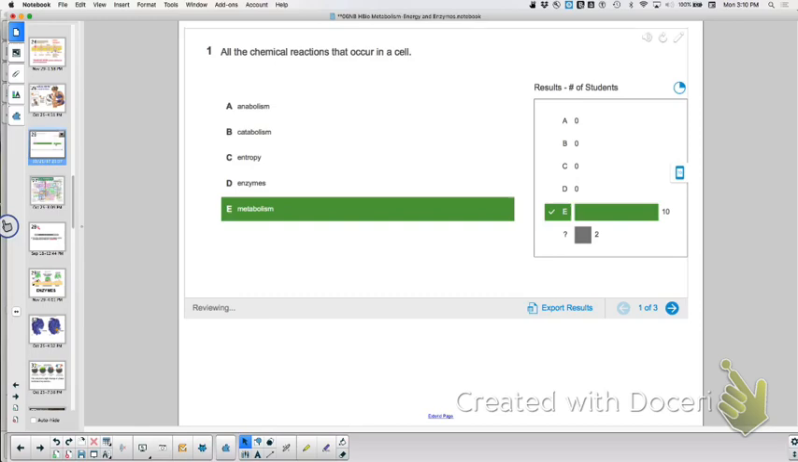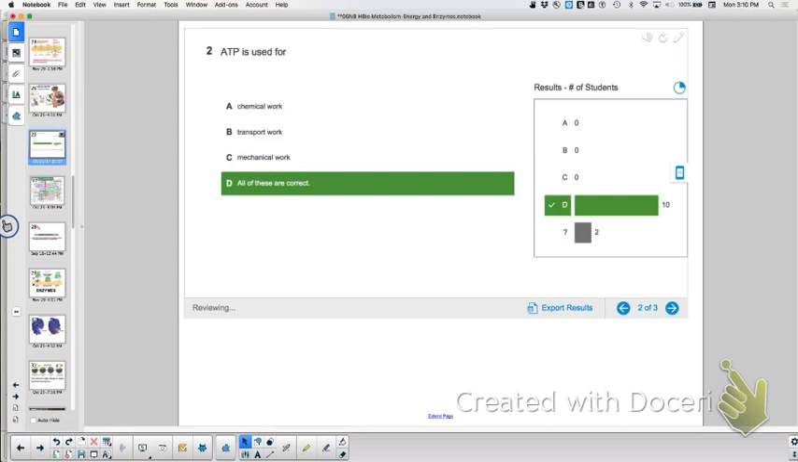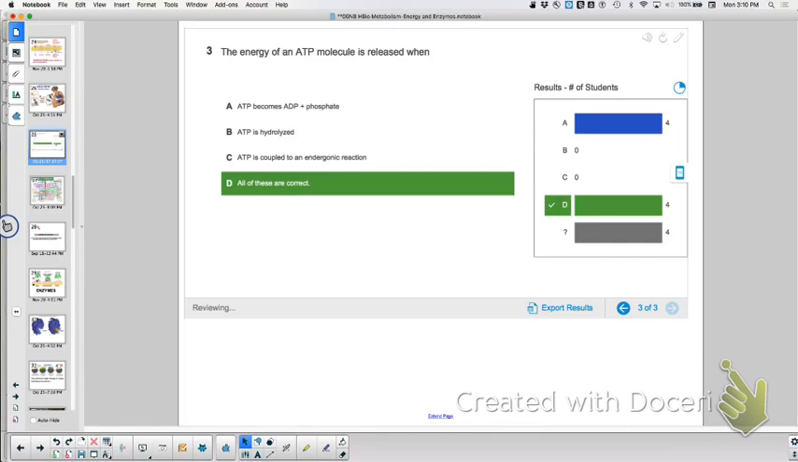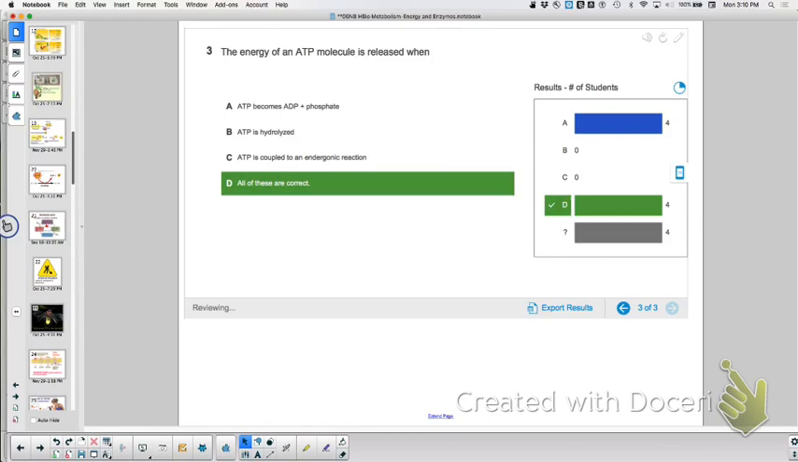Good job. Metabolism is all the enzyme-mediated reactions. ATP is used for all three types of work. A is right, but so is B, hydrolyzed. Remember, water comes in, snaps off a phosphate, and ATP can be coupled to an endergonic reaction.